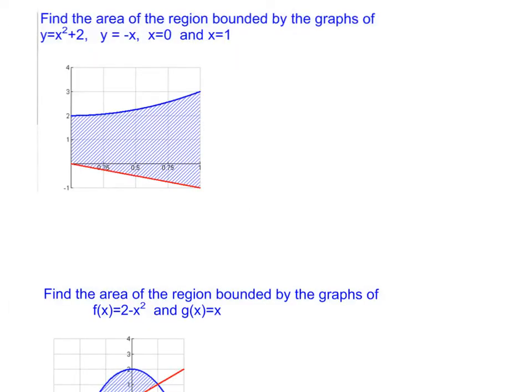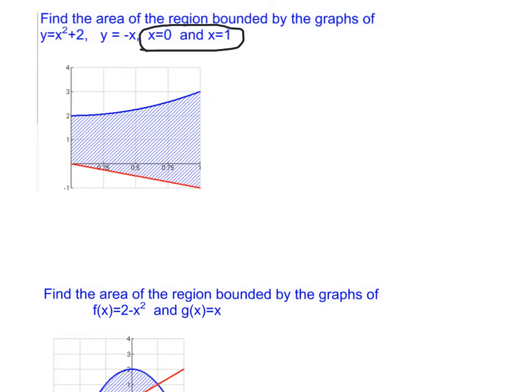So let's take a look at our first example. It says find the area of the region bounded by the graphs of y equals x squared plus 2, y equals negative x, x equals 0, and x equals 1. You'll notice that in the region we have graphed here that the blue graph and the red graph do not intersect with each other. But we are given boundaries for our area that we'll be talking about. So we want to go from x equals 0 to x equals 1. Clearly that's going to be starting on this left-hand side at x equals 0 and continuing all the way over to the right side of the graph where x is equal to 1.